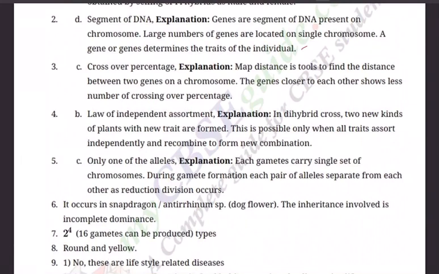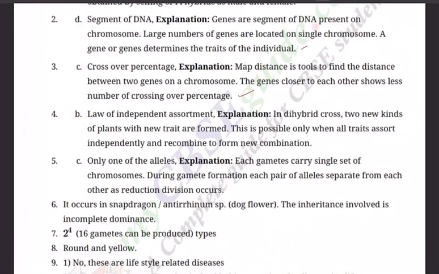Question 3. Crossover percentage. Map distance is a tool to find out the distance between two genes on a chromosome. The genes closer to each other show a lesser crossing over percentage.